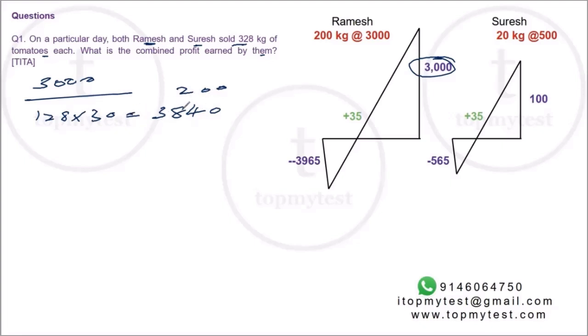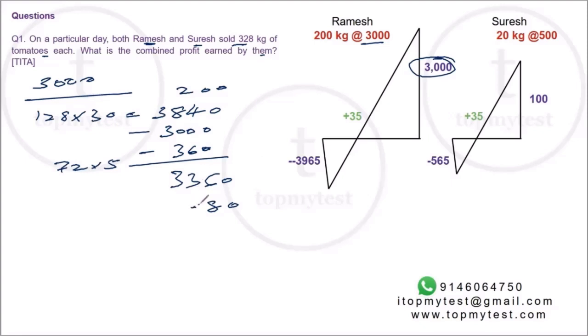Now, what is going to be his cost? His cost is going to be 3,000 rupees for the bag, and then the disposal cost. From 200, he has sold 128, so he has to dispose 72. 72 into 5, that disposal cost will be 360. So his total cost is 3360. His total sales is 3840 from the second bag. So his net profit will be 480. So 3,000 plus 480, it will be 3480 for Ramesh.